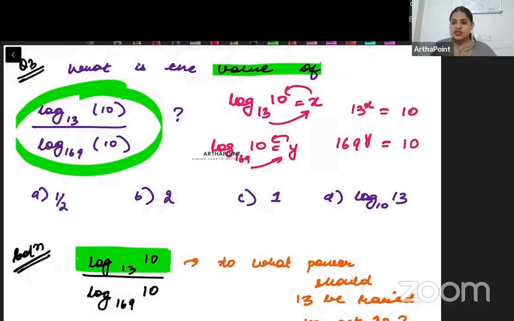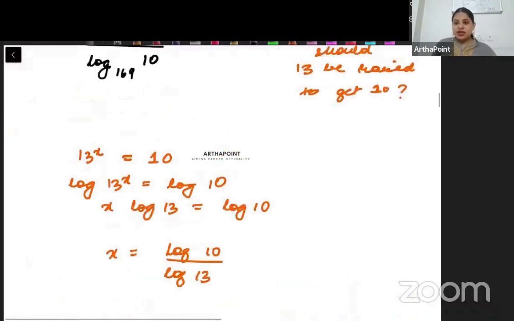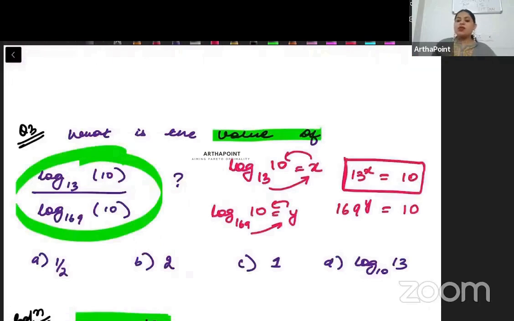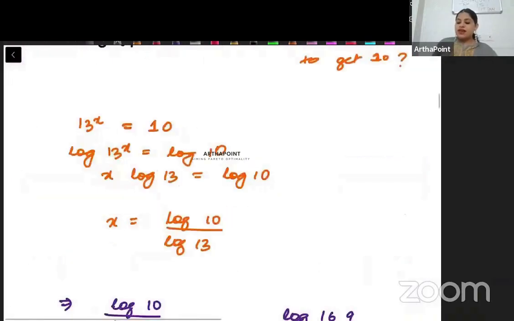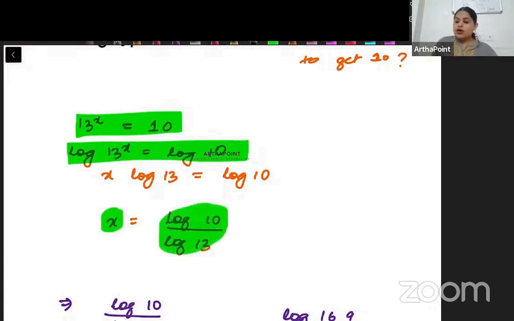This is what it is asking. This is how you solve these kinds of questions, right? So if I go here, this is what I have done. To what power should 13 be raised to get 10? You get this. So 13 to the power x should be equal to 10. If I take log on both sides, I will get log 13 to the power x is equal to log 10. That means x will be log 10 by log 13.